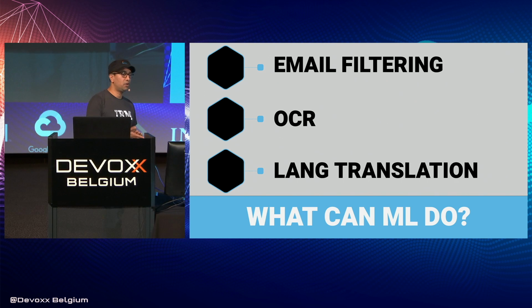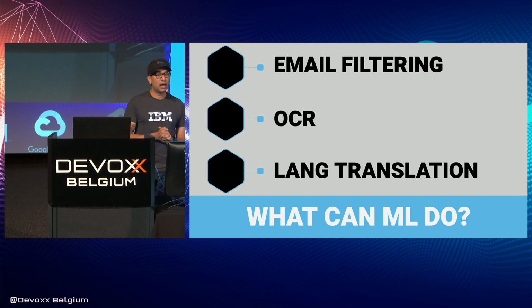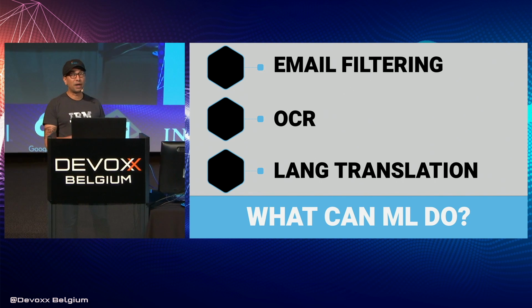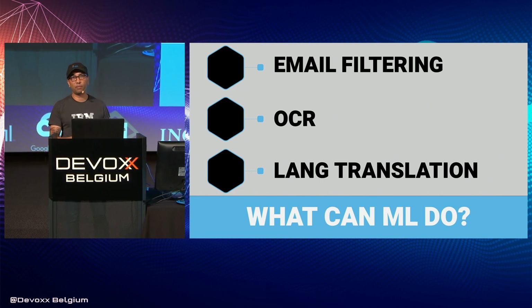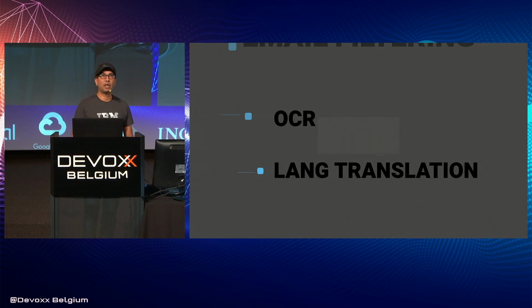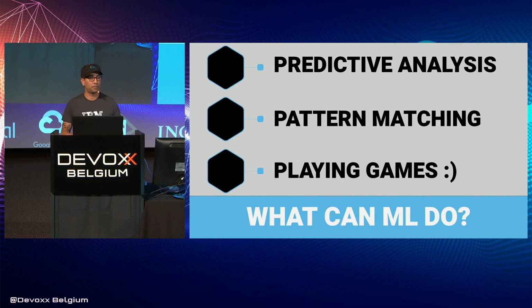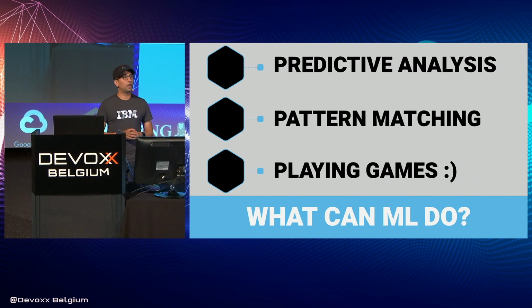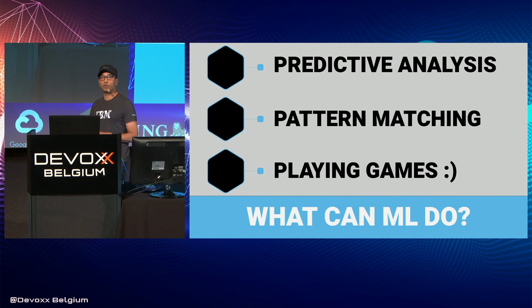So what can machine learning do? You probably have seen all these before. Email filtering, OCR, language translation, among other things, right? So there's lots of broad applications and specific applications for machine learning. And we'll look at one specific thing in a demo with predictive analysis, right? So we'll use the IMDB reviews TensorFlow dataset to do prediction on when people enter words into a movie review, what star rating will they give it, right? But we'll get to that demo shortly.